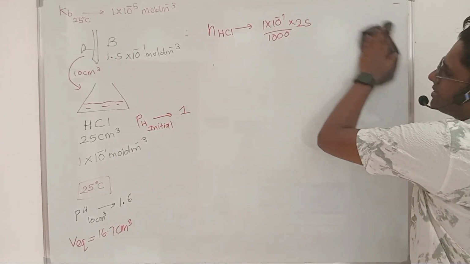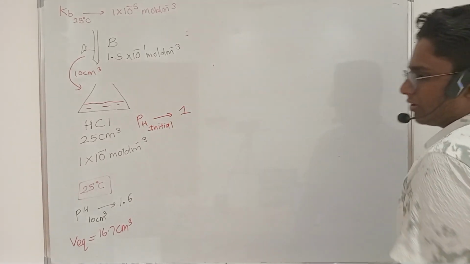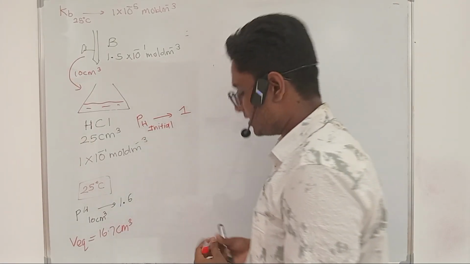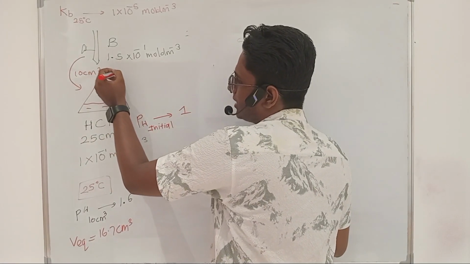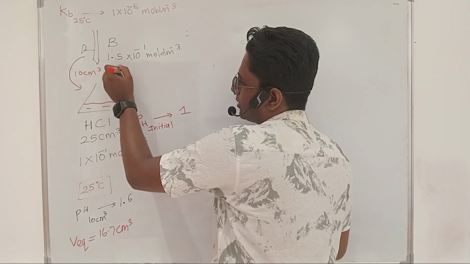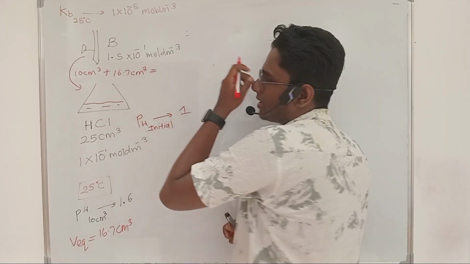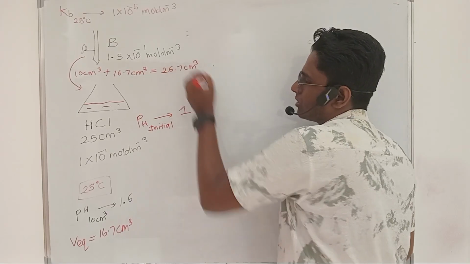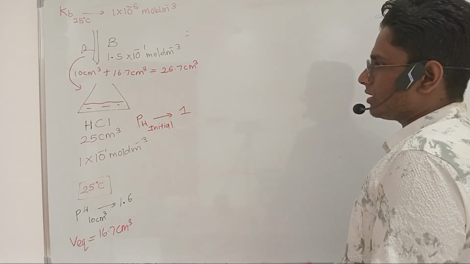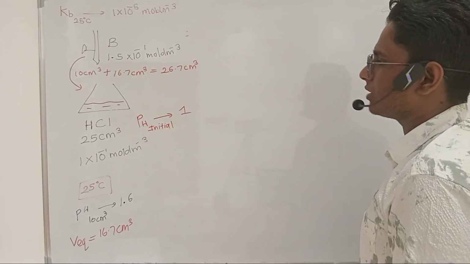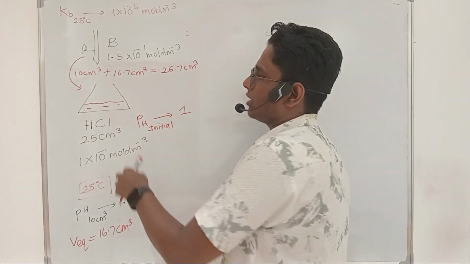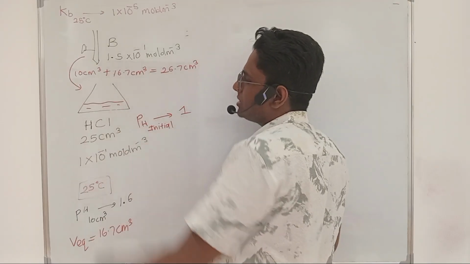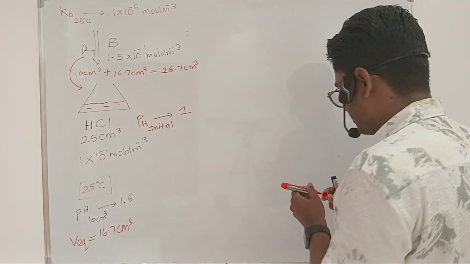Now what are they doing? They are adding another 10 centimeter cube after the equivalence point is reached. Equivalence point is 16.7, and another 10 centimeter cube is added. So the total volume of base added is 26.7 centimeter cube, right? Now you have to think from the first, you have to reset it. Assume that 26.7 centimeter cube is added to the titration flask, and from that only you can do the calculation.